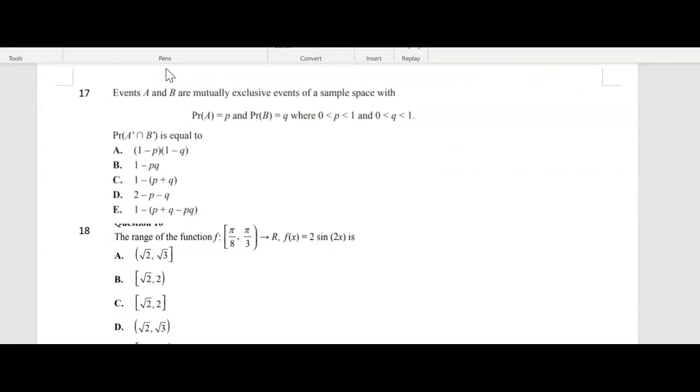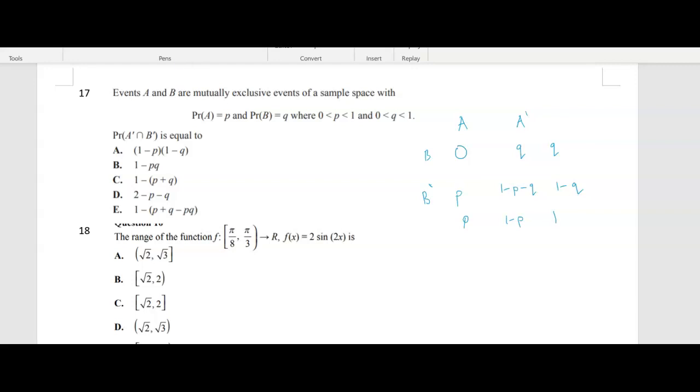All right, moving along. Question 17. Events A and B are mutually exclusive events of a sample space with probability of A, probability of B. Okay, probability of A and B is equal to. So what we can do here, I don't think we need to draw a two-way table because mutually exclusive events have nothing in common. Maybe have a go at it. I'm actually going to start doing it with a two-way table because visually it helps me. But perhaps you can pause and have a go on your own. No, definitely drawing the two-way table was the easiest way.